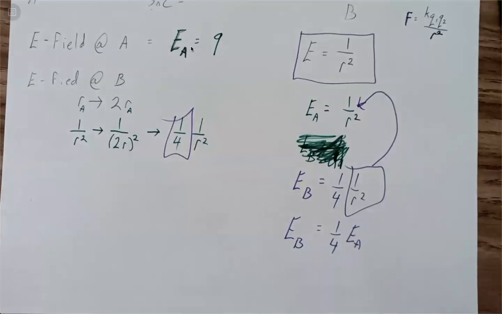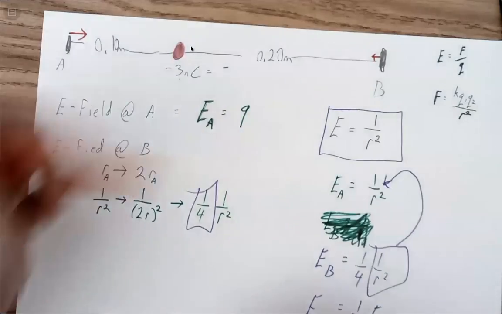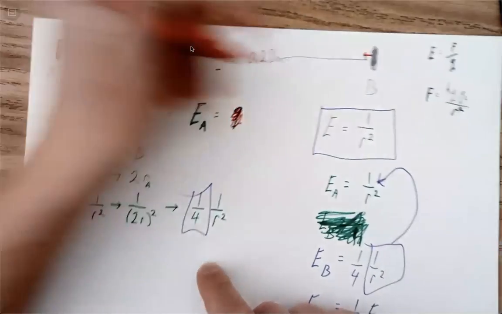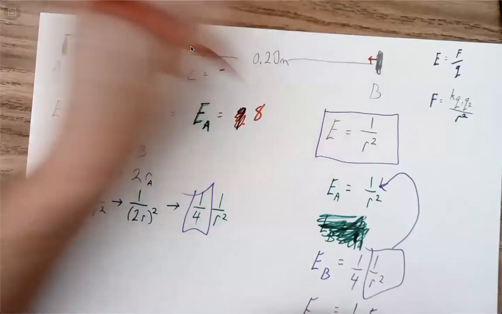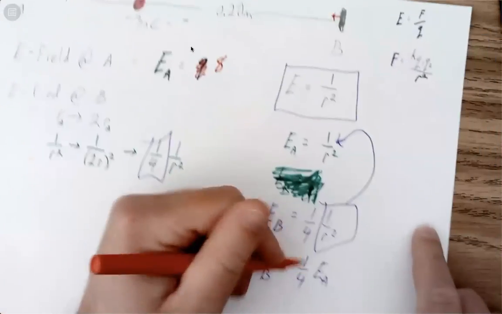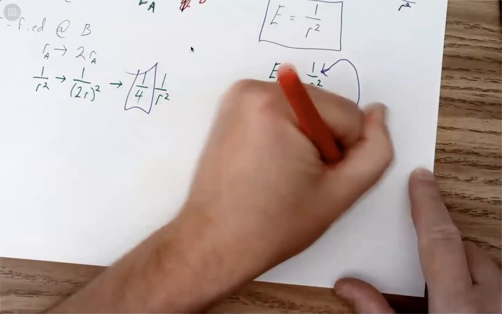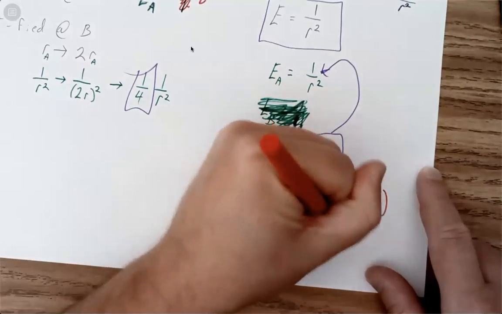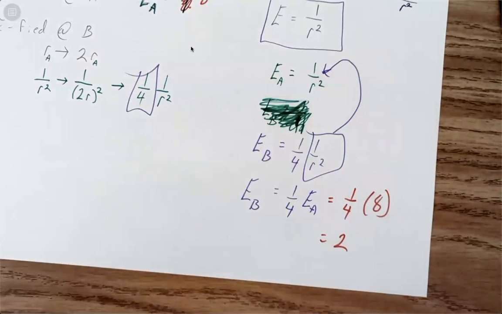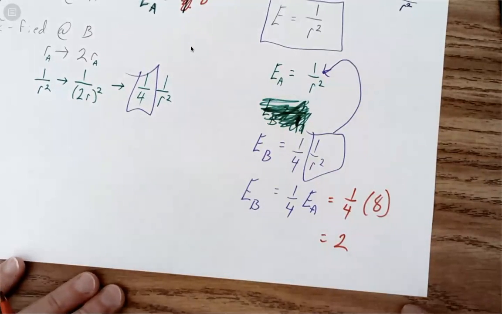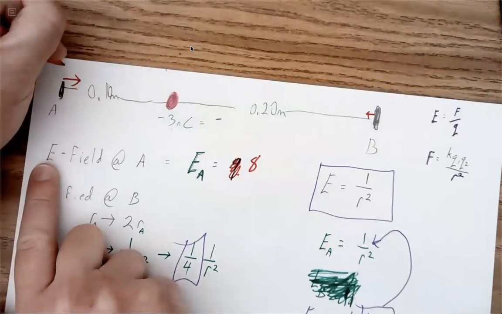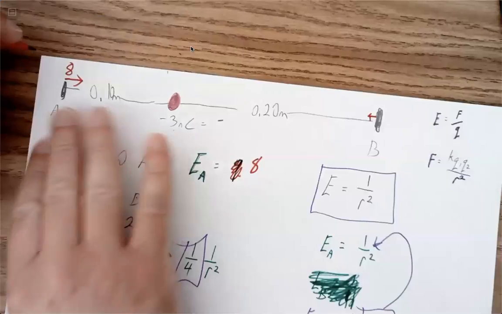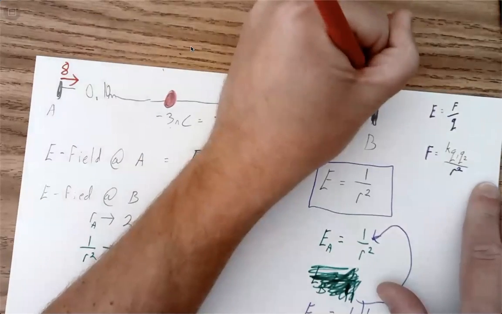So I could come back and say, well, this was an arbitrary number. Sometimes it helps if we call it a number. So I could call it 8. So I could do 1 over 4 times 8, and then I would get a number of 2. I know sometimes that helps when we put in numbers instead of arbitrary units. So if we had an electric field here of 8, then this would have an electric field of 2.